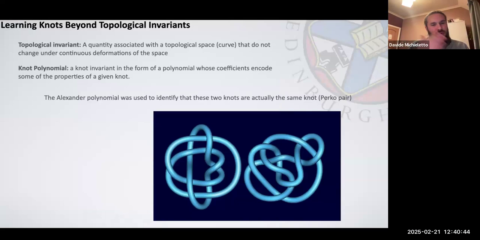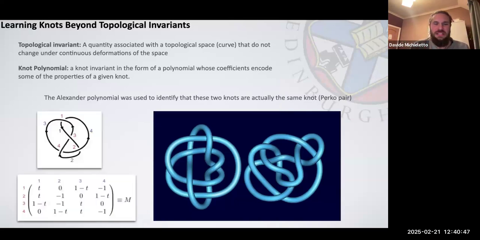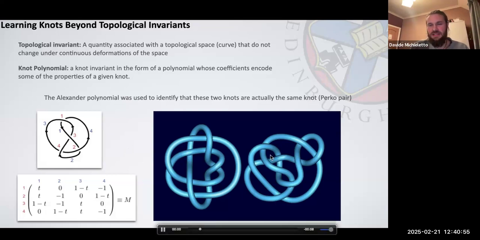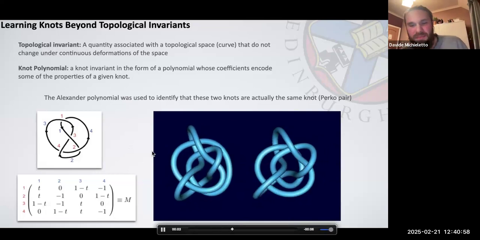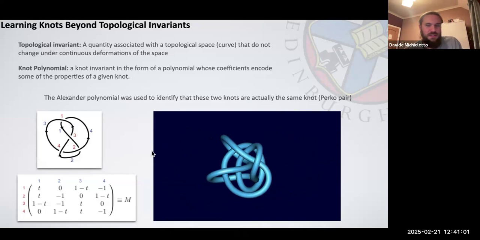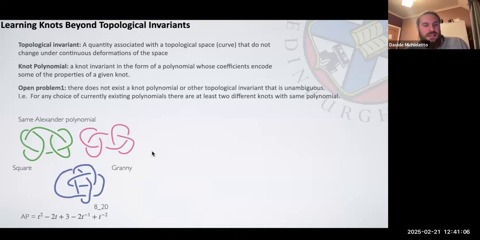Some people started to do knot polynomials. With knot polynomials, for instance the Alexander polynomial, you can do a calculation and, through this calculation, tell that two knots are the same. For instance, this is a Perko pair, which for a long time were thought to be different, but actually they are the same, and this was found by computing the Alexander polynomial. But there are some knots that share the same Alexander polynomial. For instance, the square, granny, and 8_20: these are three-foils in the same or opposite orientation, right-handed, left-handed, or right-handed, right-handed. They share the same Alexander polynomial.